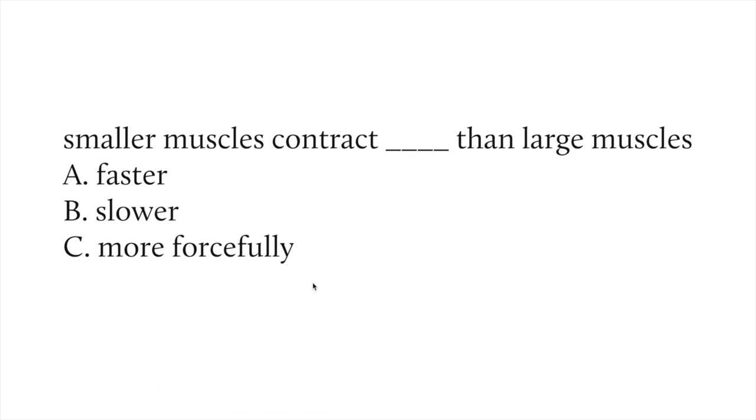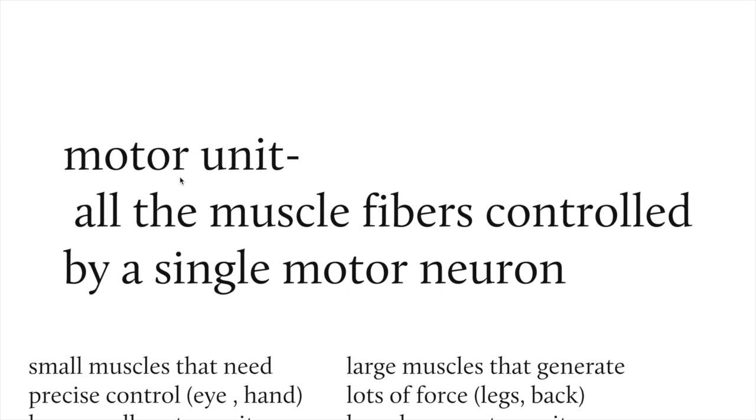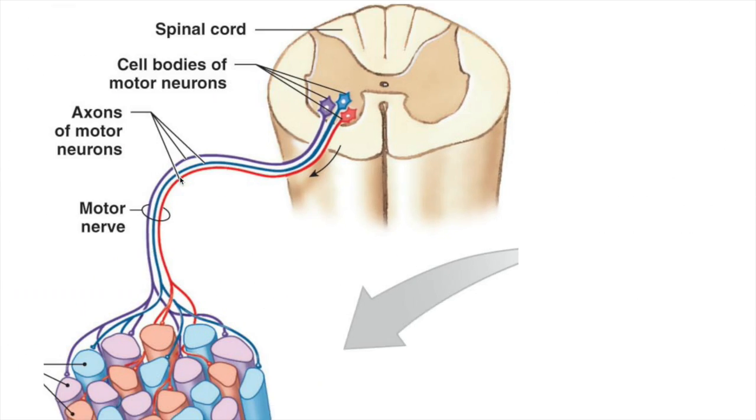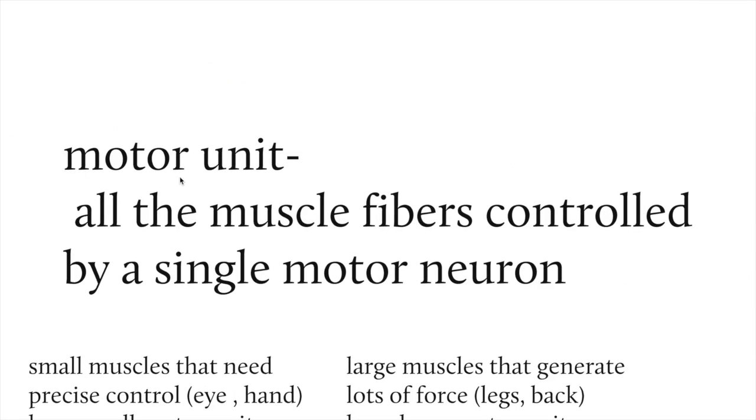And smaller muscles contract faster than large muscles. Okay, a motor unit is all the muscle fibers controlled by a single motor neuron. And small muscles that need precise control, such as the muscles in your eye or your hand, have small motor units. And large muscles that generate lots of force, such as your leg and back, have large motor units.